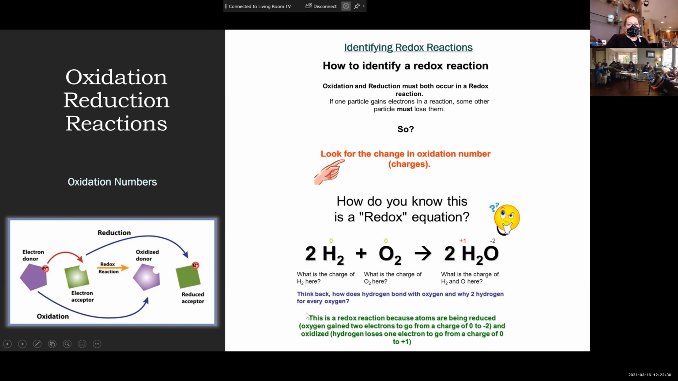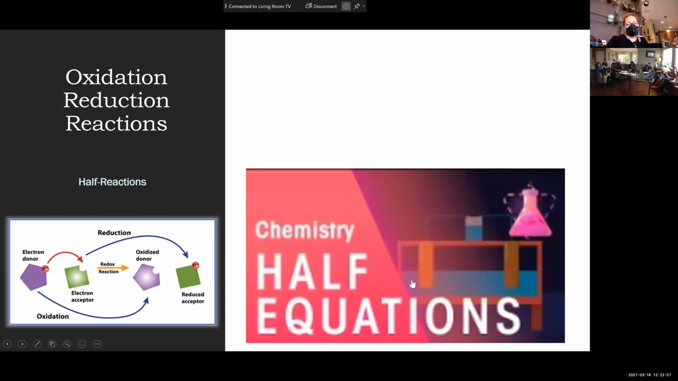So this is a redox reaction because atoms are being reduced. Oxygen gained 2 electrons to go from 0 to -2. And hydrogen is oxidized because it loses 1 electron and goes from a charge of 0 to +1. So right in there, we've made water and it's redox. There's redox everywhere.